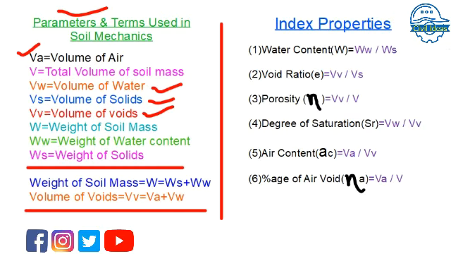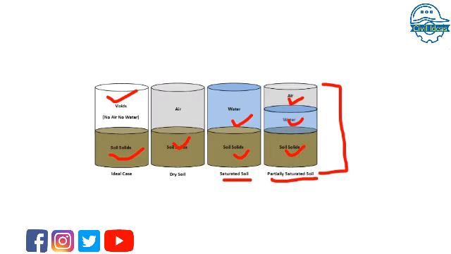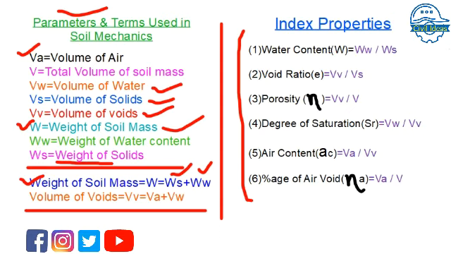We will use all these in the index properties. That's why I write it here, so that you can find what is VV, what is VS, all these parameters. W is the weight of soil mass, and this is the weight of soil solids. Soil solids mean that we don't consider the voids, only the soil solids. And for the total weight of soil mass, we consider the voids, all these things. Here I write weight of soil mass as weight of soil solids plus weight of water. So you have to consider both of these. For total W, you consider the voids, and if you only have to consider the soil solids, then you consider WS. So this is the difference, and the volume of voids.